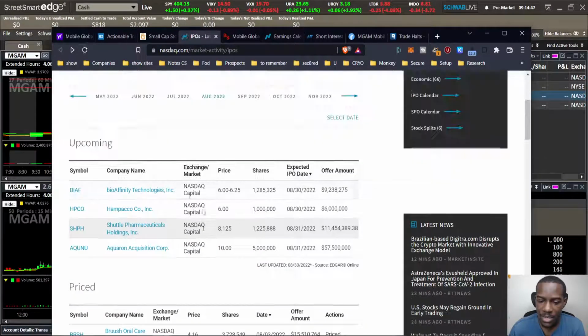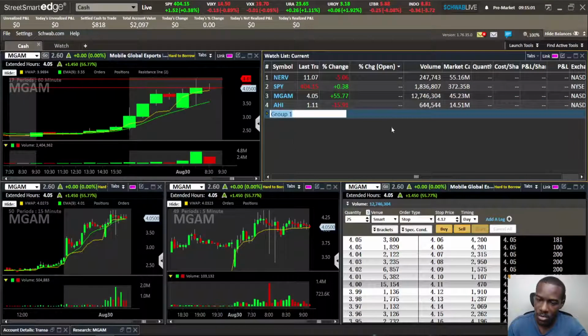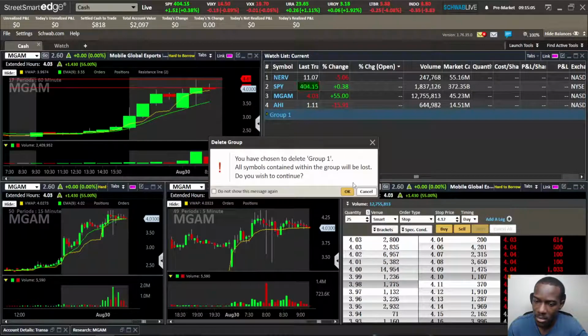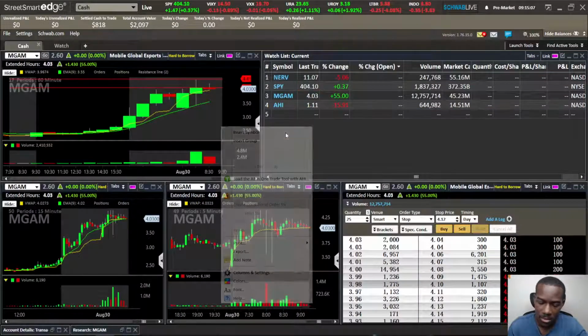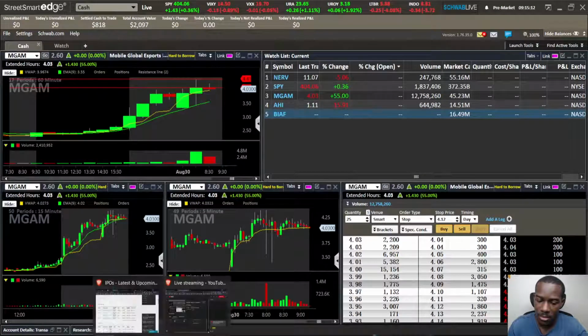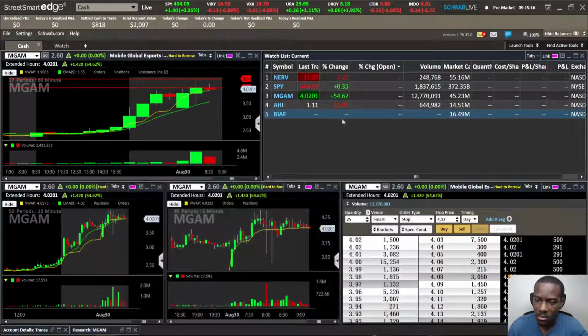Okay. So we got a cannabis one, and then we got a cancer one. Supposed to IPO today. IPO price is looking like it's supposed to be $6 on both of them. I'll put those out here just to keep them on watch here. BIAF, and the other one was HPCO.